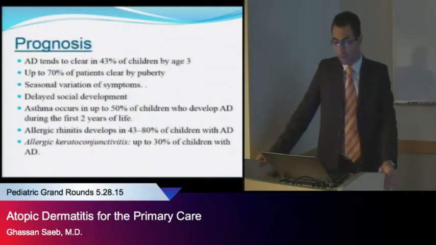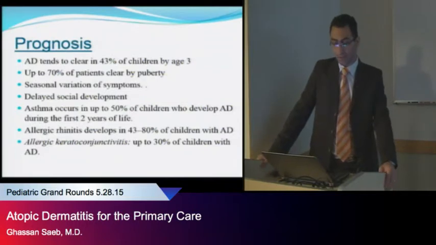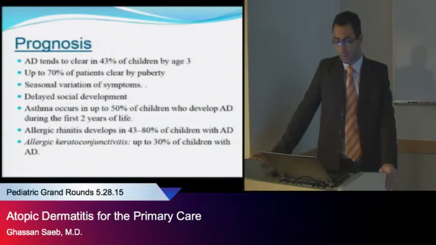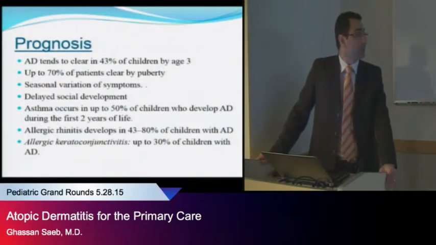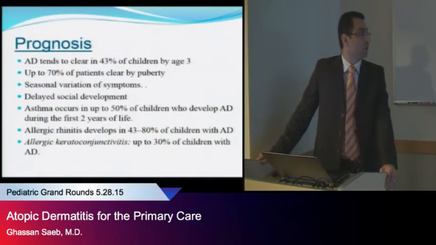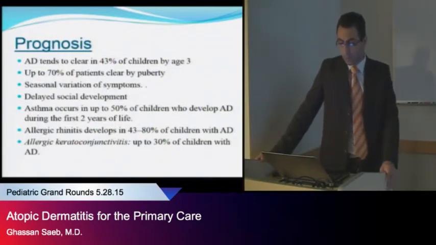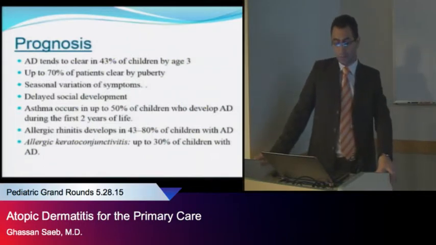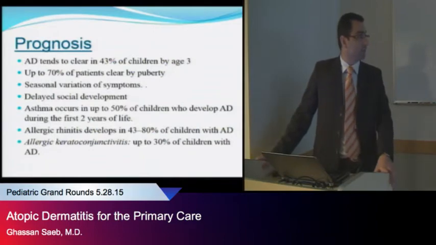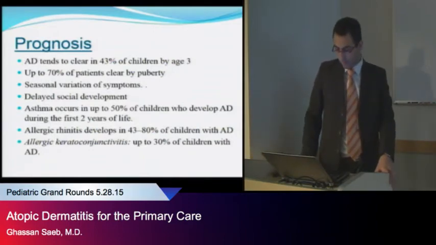AD tends to clear in 43% of children by age 3. Up to 70% of patients clear by puberty. There is seasonal variation of symptoms. It's better during summer and worse during winter when the skin is dry and itchy. They have delayed social development. Asthma, as I mentioned earlier, occurs in 50% of children with AD within the first 2 years of life, along with allergic rhinitis and keratoconjunctivitis.